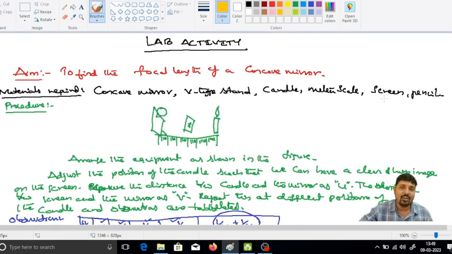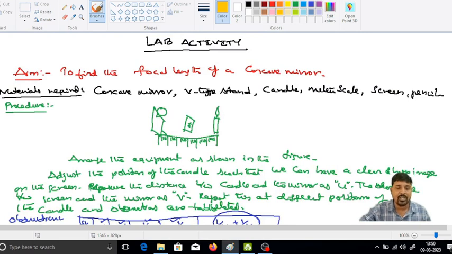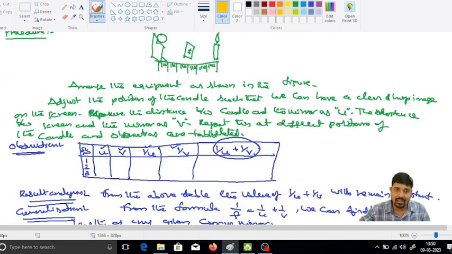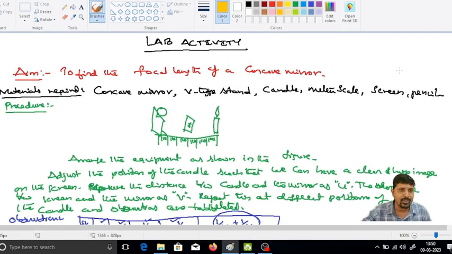Okay, so this is the way to present a lab activity, and if you are going to present in this manner, then automatically the evaluator is going to feel happy. If you are going to write in this manner, the student is going to feel very easy to present it. See, aim, the materials required, the procedure. In the procedure only you are going to cover the diagram, and then observation, which is generally a table in the physics lab activities, and here result analysis. Whatever result we are going to have from this above table, we are going to write. For example, from the above table, the values of 1 by u plus 1 by v will remain constant. Generalization is the thing what you have concluded from this, and precautions you are going to write. So I hope if you are going to present in this manner, you are going to get 6 by 6.